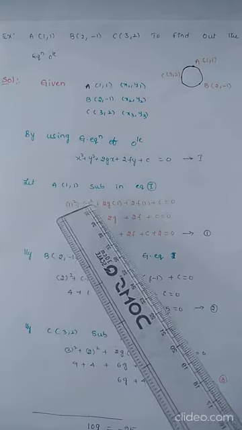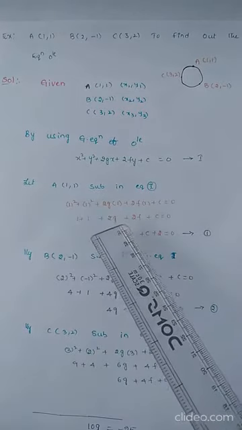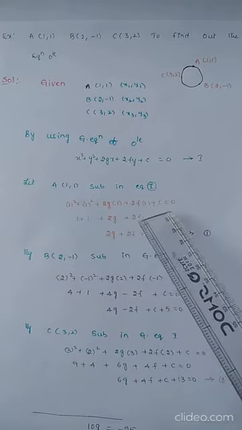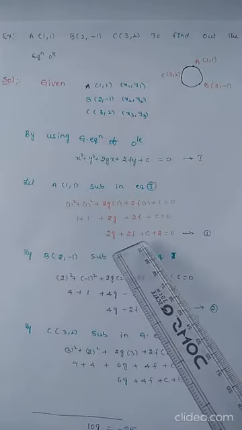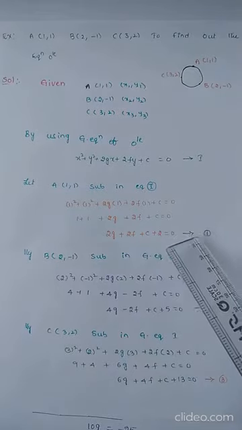1 square means 1, plus 1. 2g into 1 is 2g, 2f into 1 is 2f, plus c is equal to 0. So what is the 1 plus 1? 2g plus 2f plus c plus 2 is equal to 0. This is line 1.